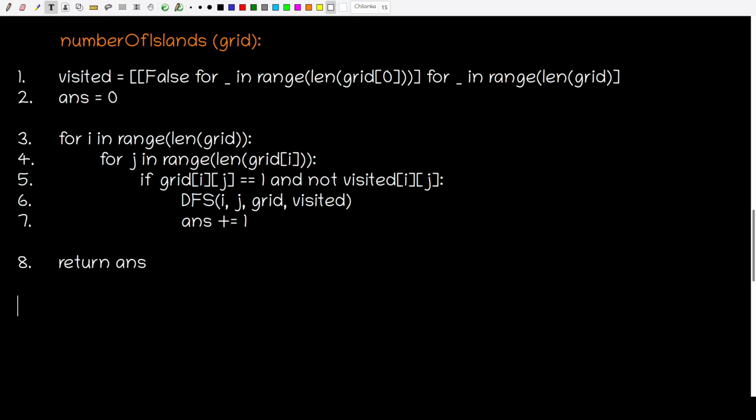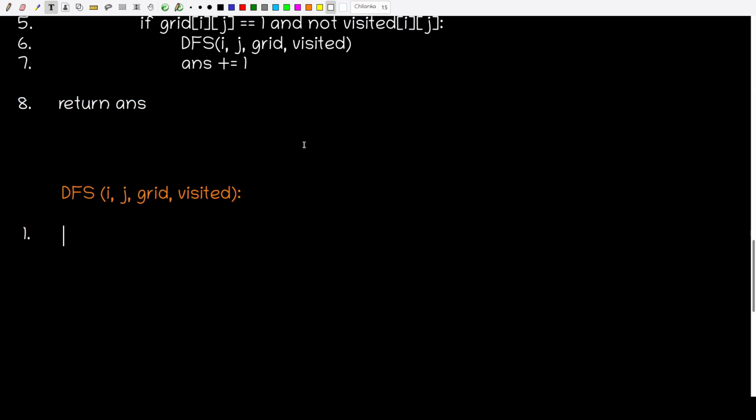Now let us look at the DFS function. So let us say we want to perform DFS. i and j, grid and visited, is given to us. So the first thing which we are going to do is mark i, j as visited. After marking i, j as visited, we are going to check the 8 directions which we have discussed.